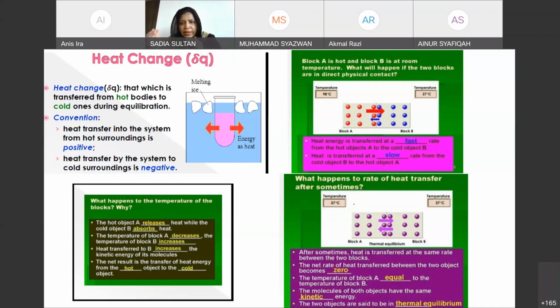That's why there is not much increase here, right? But there is a much bigger decrease in the hot temperature. From 98, it decreased to 37. Why? Because the rate of transfer from hot to cold is higher. That's why it decreased to 37. Okay.